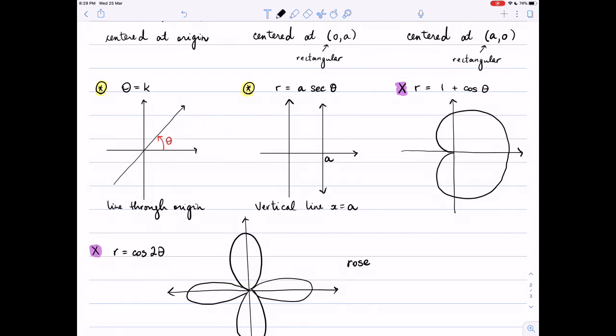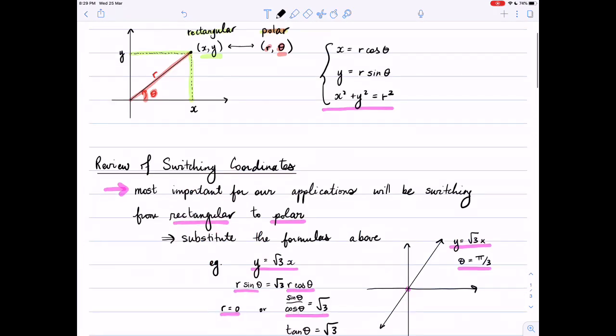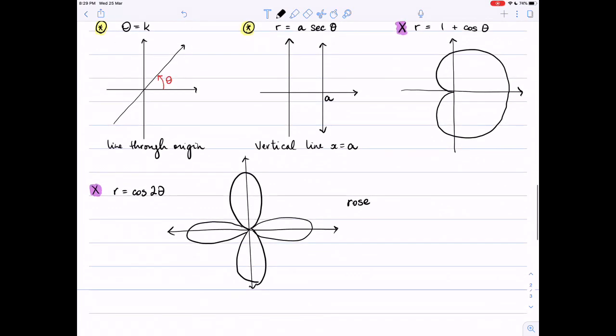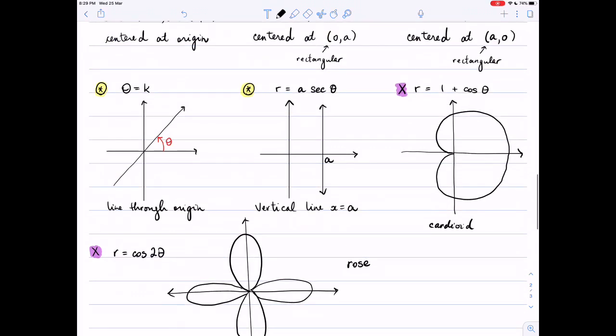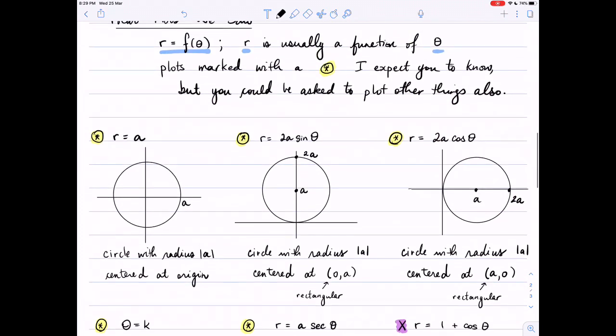Actually, I see that word is missing, so let's put that there. This is a cardioid. But you don't actually have to memorize the graphs and how to graph those. So let's go through these in order.